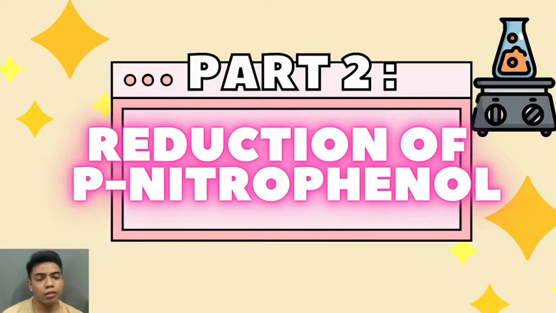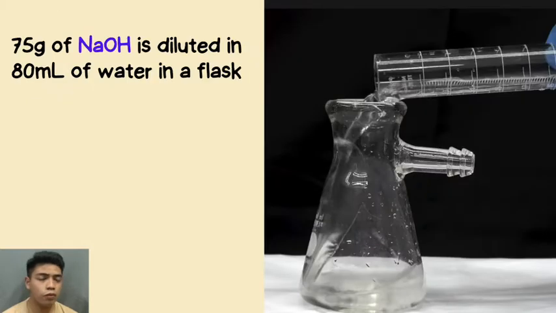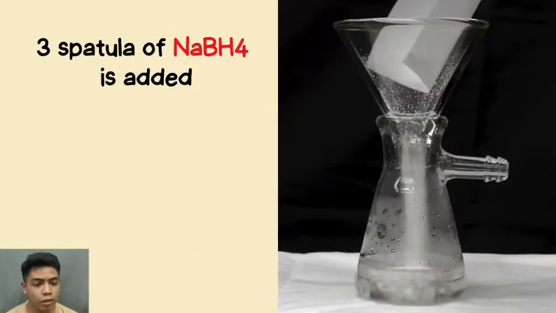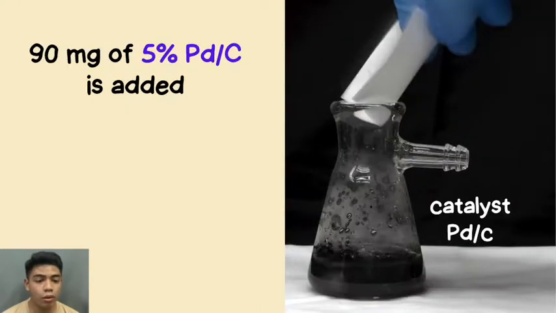So the next part is the reduction of para-nitrophenol. This step is to reduce para-nitrophenol to para-aminophenol, which is the main ingredient to synthesize the paracetamol. First of all, 75 grams of sodium hydroxide is diluted in 80 ml of water in a flask. Then, 3 spatulas of sodium borohydride are added. 90 mg of 5% palladium on carbon is added.